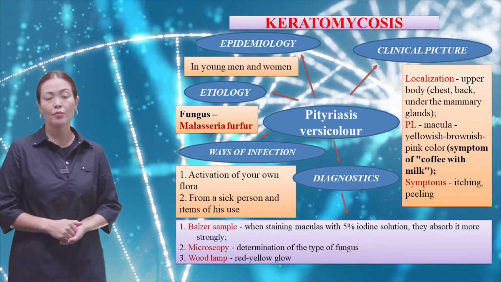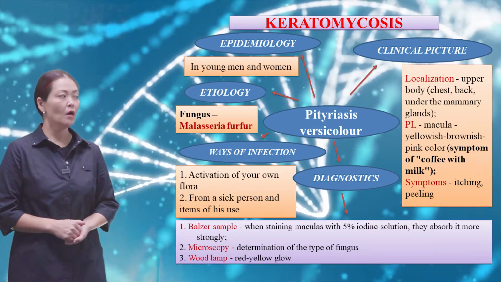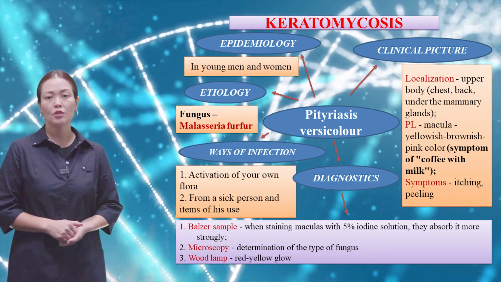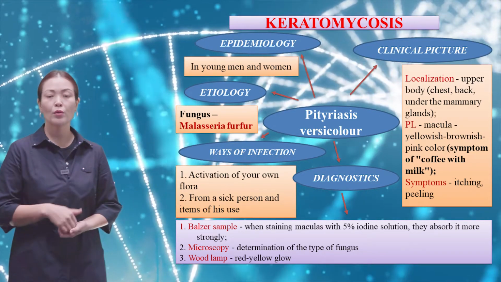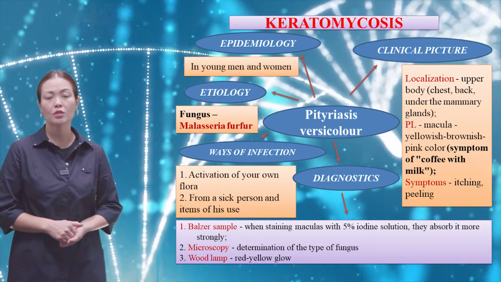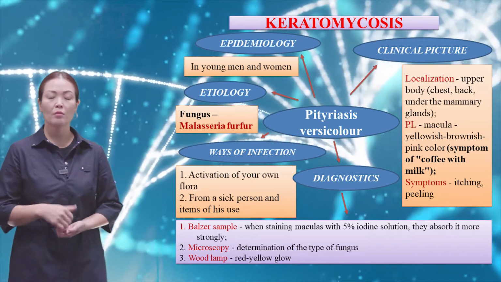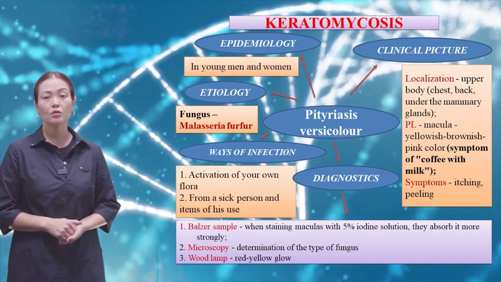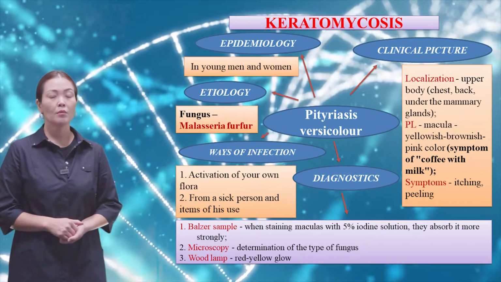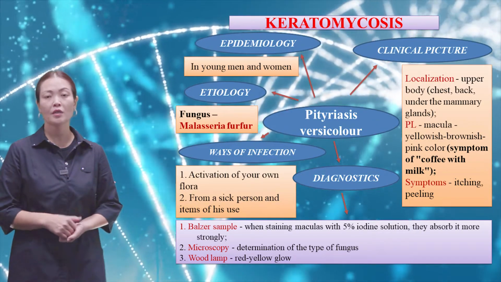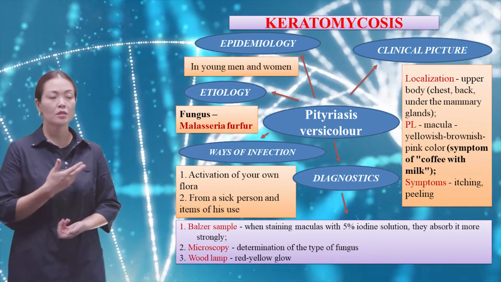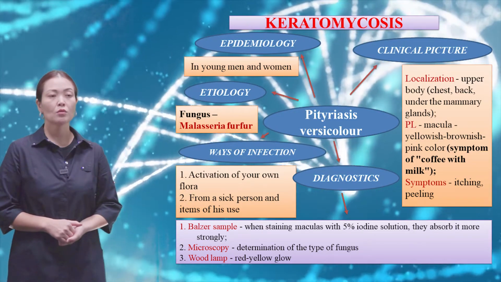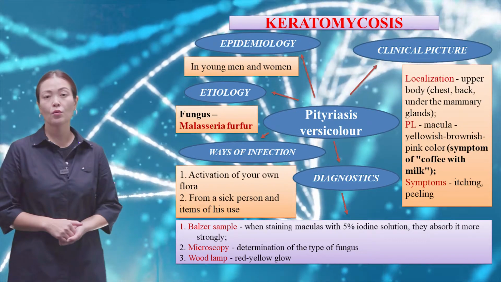The etiology, or cause, of pityriasis versicolor is a fungus named Malassezia furfur. The way of transmission of this disease can be direct, when you have close contact with an ill person, or it can be indirect, but in this situation you mustn't take the tools of an ill person. You can maybe swim in unclean water, and after that you can pick up this type of fungus on your skin. Sometimes it can also be activation of your own flora.